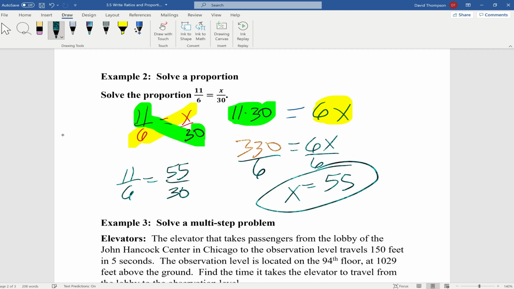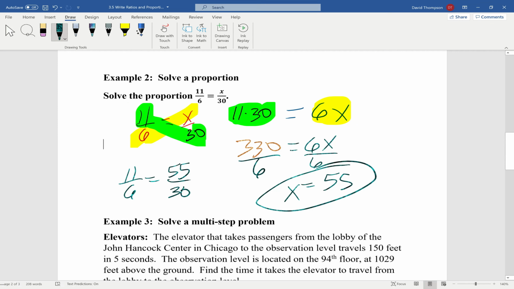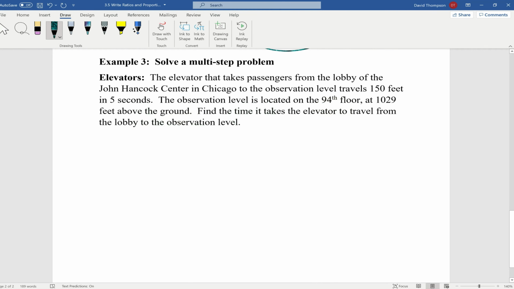And we are done. If we think about multiplying, 11 times 5 is 55, 6 times 5 is 30. So pretty much these are just equivalent fractions. And we're done, example 2. And example 3, solve a multi-step problem.